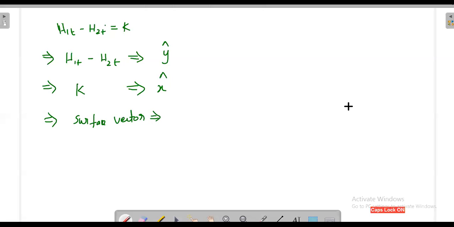Not understood. Very clearly I told you in the starting, you are having surface current in the xy plane. This is your xy plane. Once, what is the surface vector of the xy plane? Anybody? No answer. Hello? Y, sir. Not y. What is the surface vector actually?